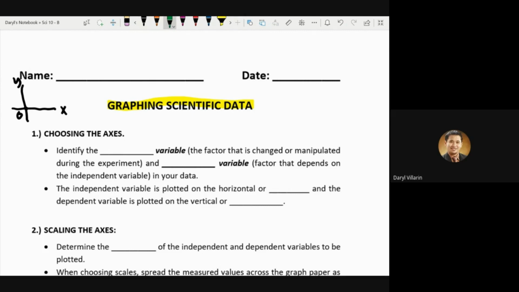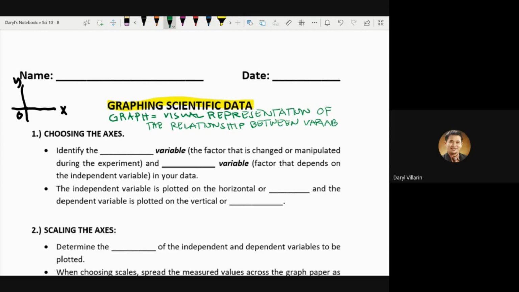So before going through the different steps, let's try to know what is a graph. Well, a graph is a visual representation of the relationship between variables.